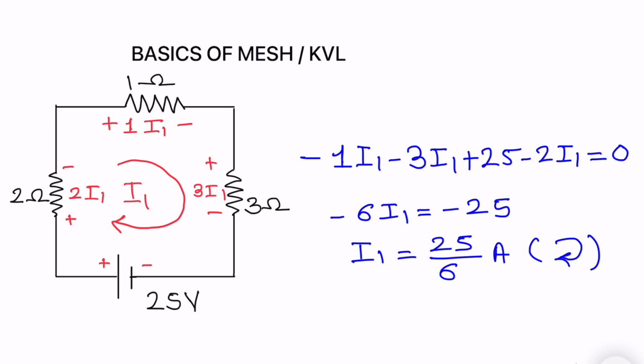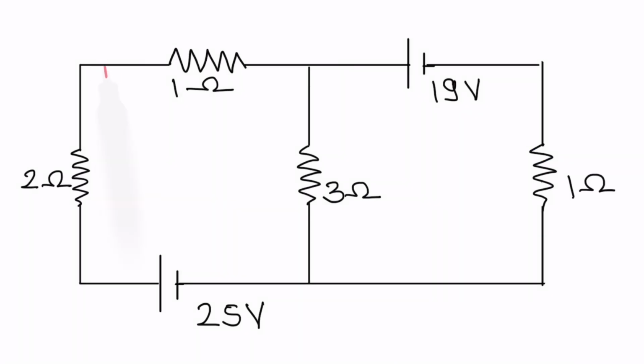Now let us see what will happen if I add one more loop in the given circuit. In this, how many meshes are available?